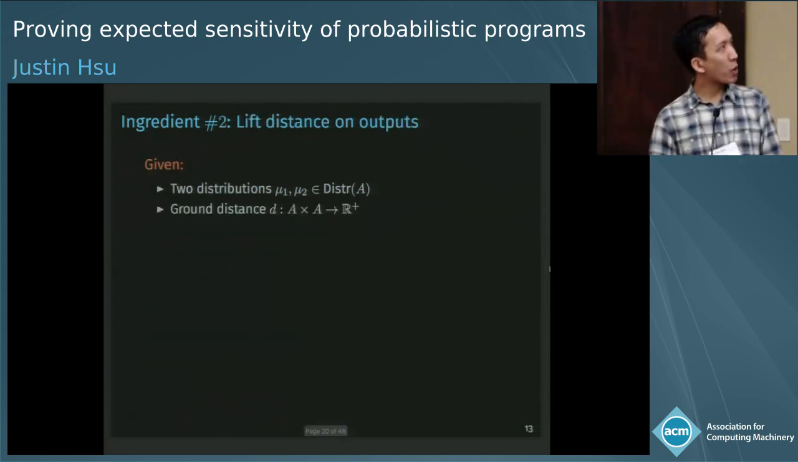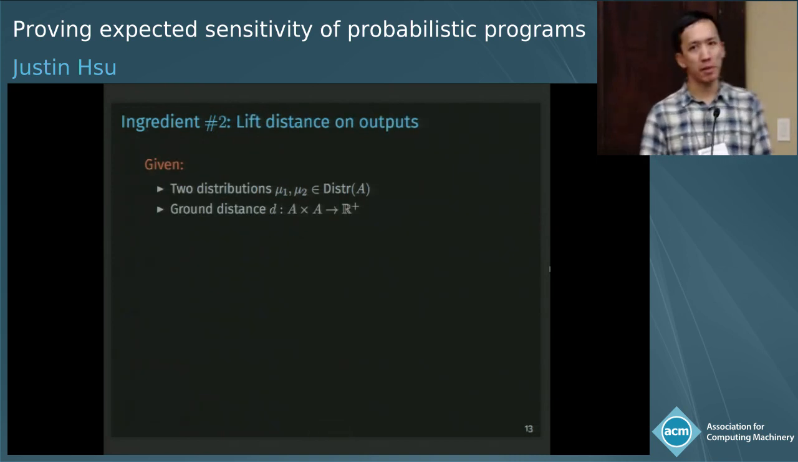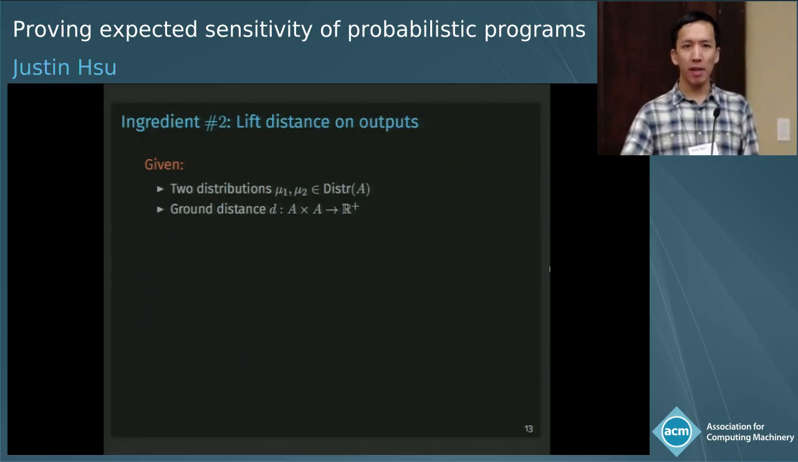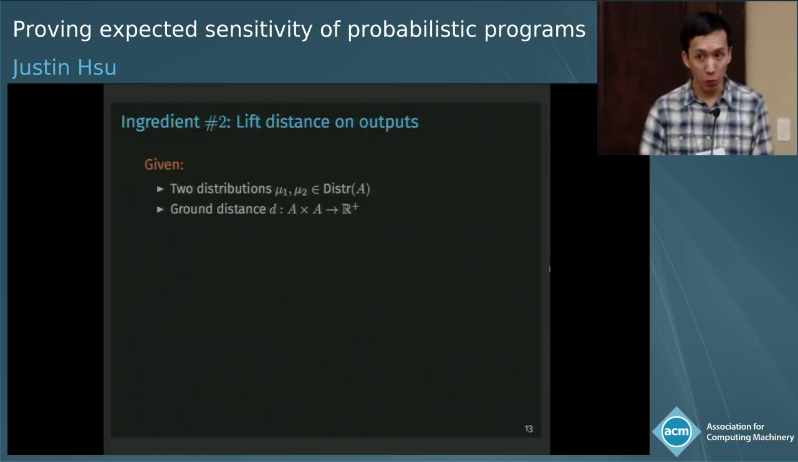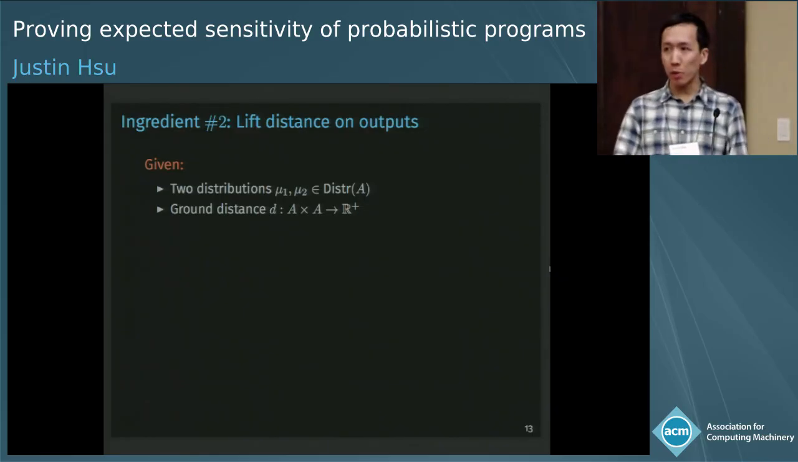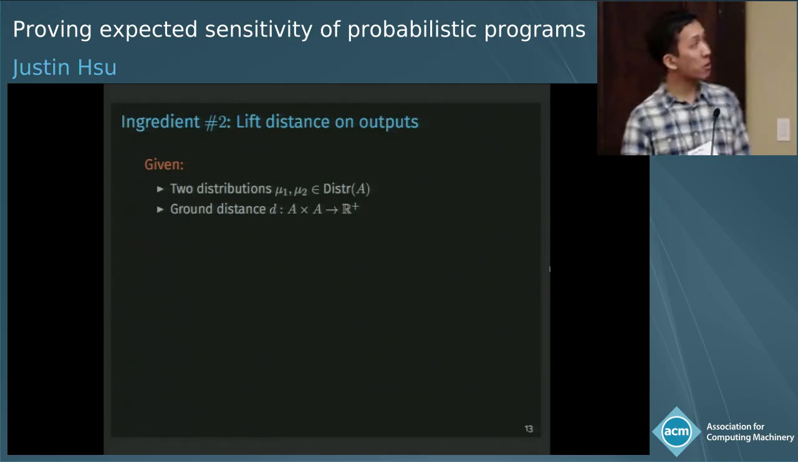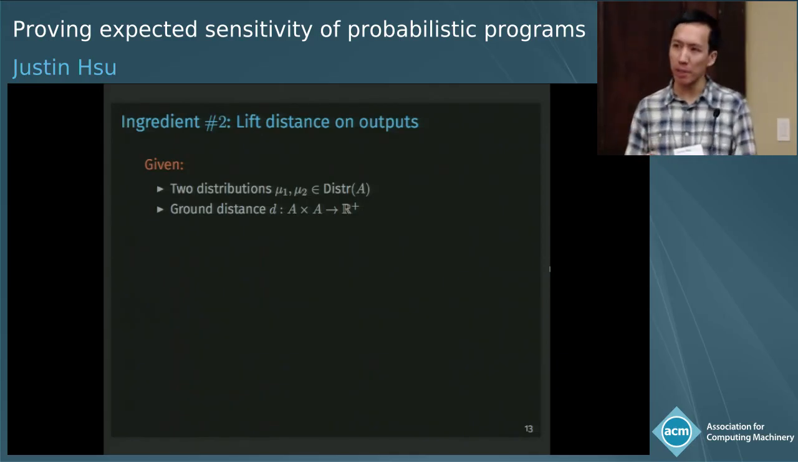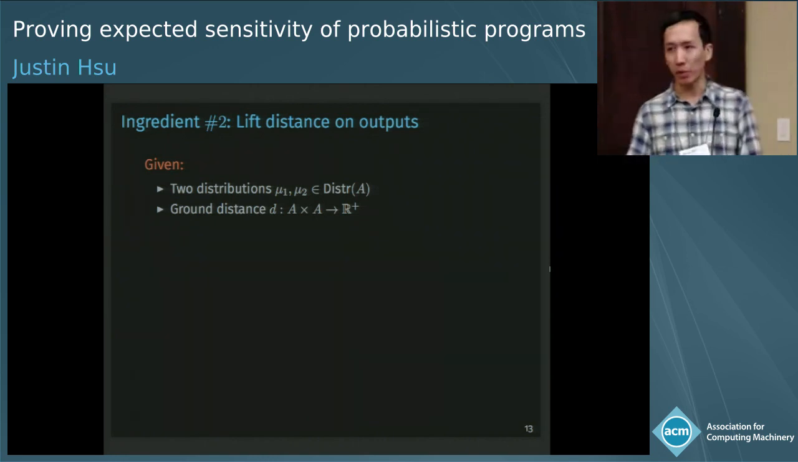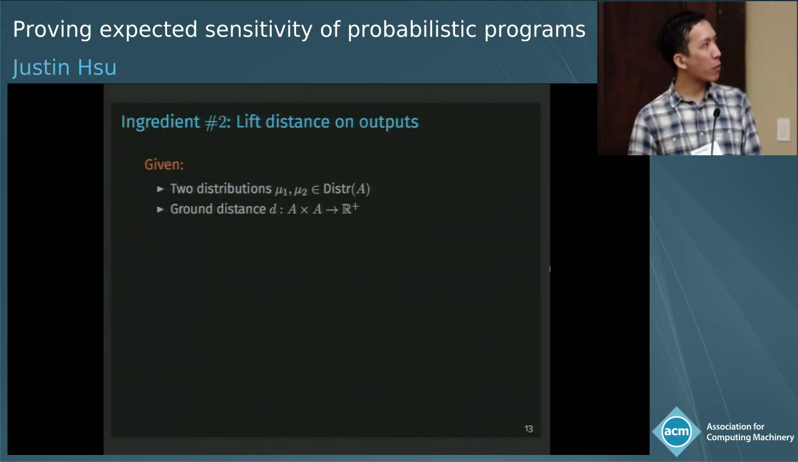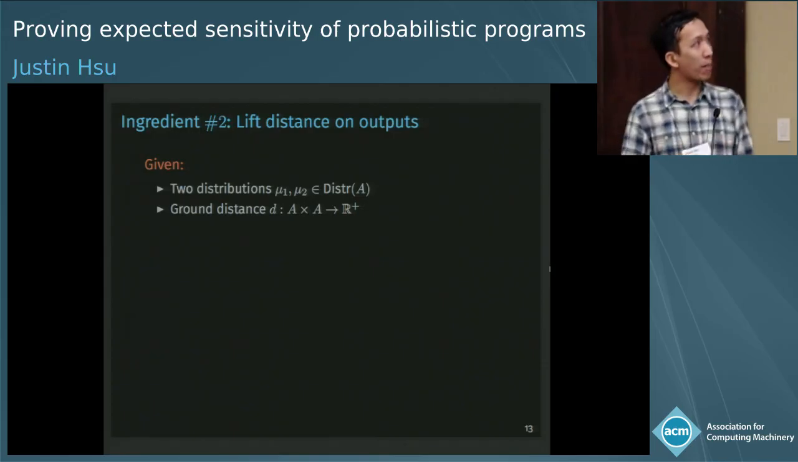The second ingredient is a lifting construction on distances. The idea is that we have a distance on samples, the ground set, and we want to lift this distance to a distance on distributions over the ground set. Say we're given two distributions, mu1 and mu2, over a set A, and we're given a ground distance on the set A. You can think of this distance as non-probabilistic. It doesn't talk about probabilities or expected values or anything like that. All it does is map every two samples to a real number, say a positive real number. And we want to construct from this distance a distance on pairs of distributions.